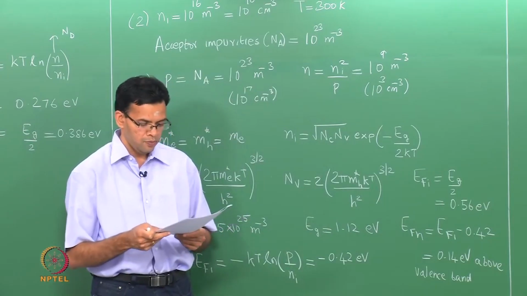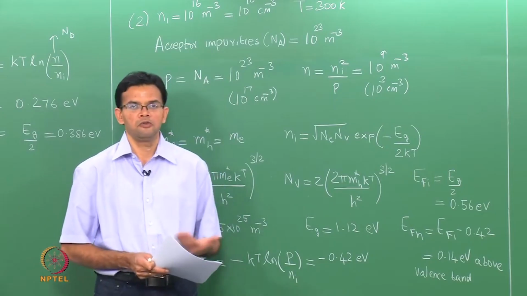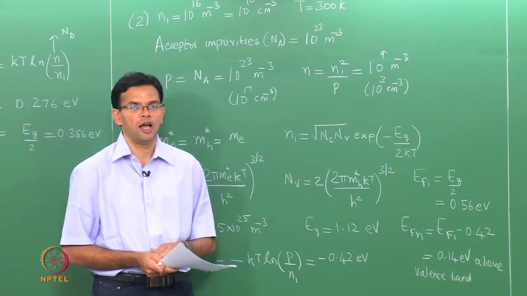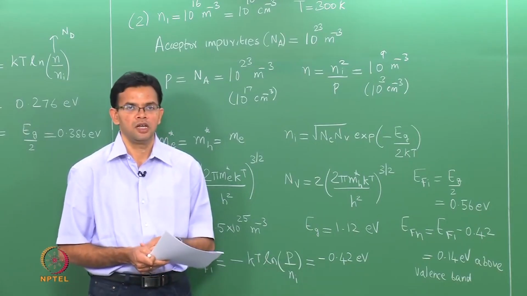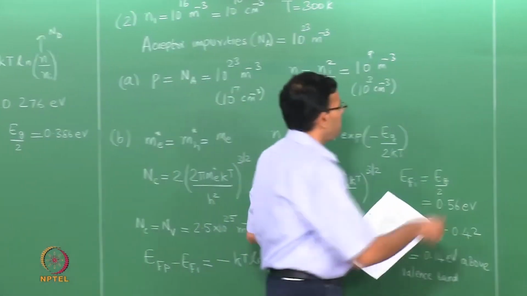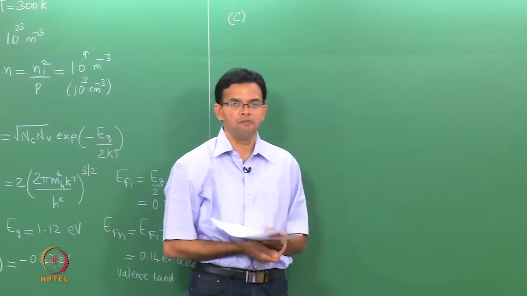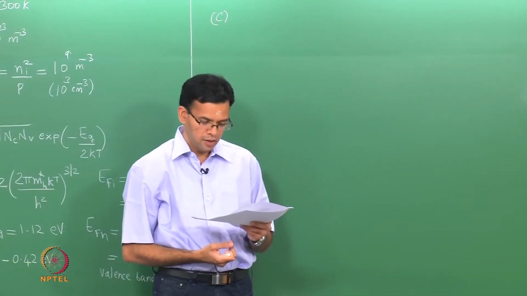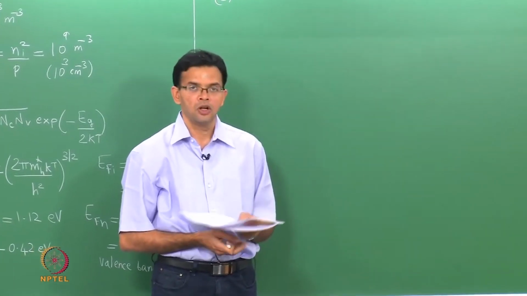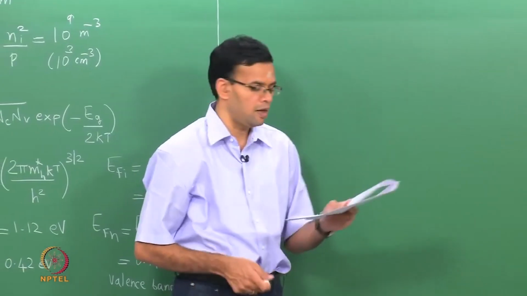So, in a way problem 2, part B, is very similar to what we did in problem 1, except that now we only have acceptor impurities instead of donor impurities. So, in part C, the question says donor impurities are now added to a concentration of 5 times 10 to the 22. What are the new values for the 4 quantities calculated above?